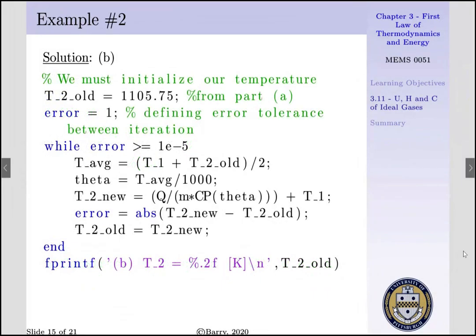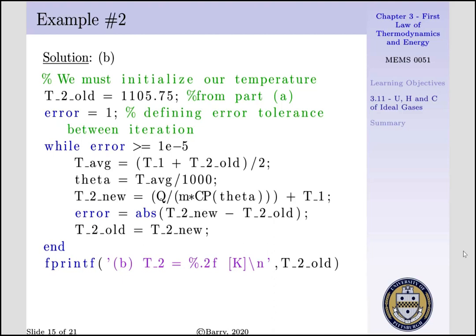Now, for us to determine the solution, we first must initialize our temperature. That is, we're going to guess a final temperature. That is T2 old. This will be our initial guess, and we will take the temperature from part A. We will say T2 old is equal to 1105.75 Kelvin. Next, we're going to define error. Now we'll define a while loop. While our error is greater than 1e to the minus 5, we can solve the following system of equations.